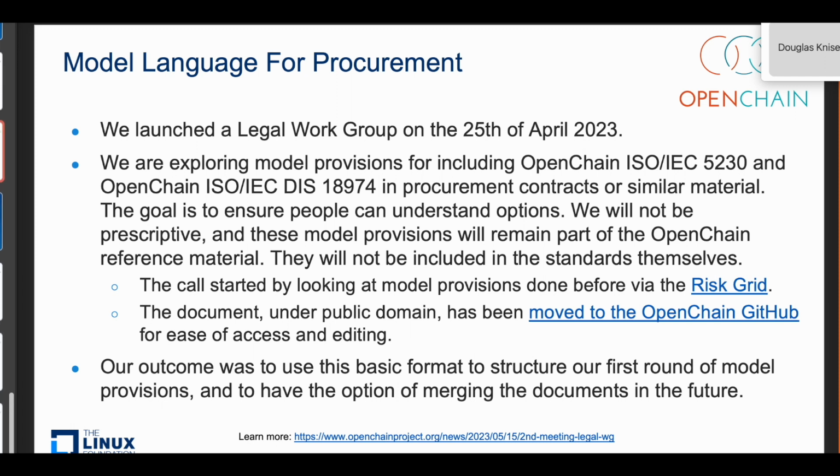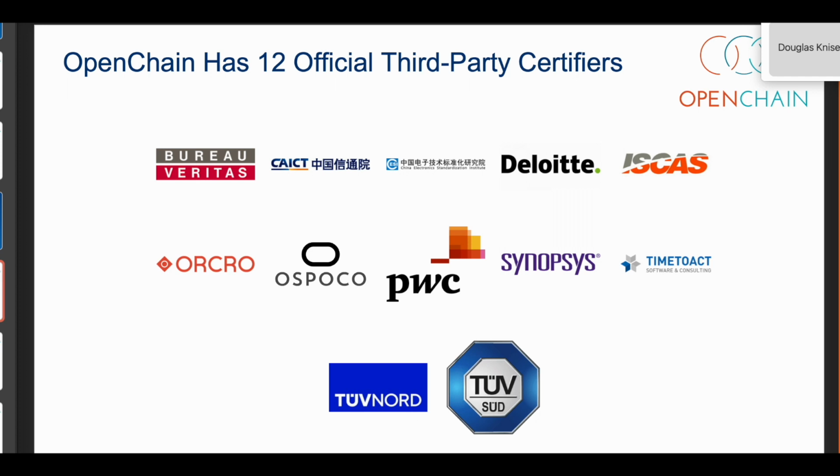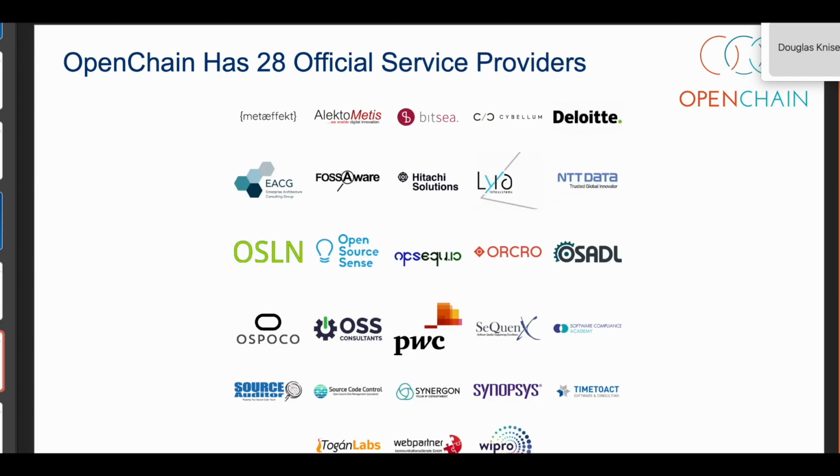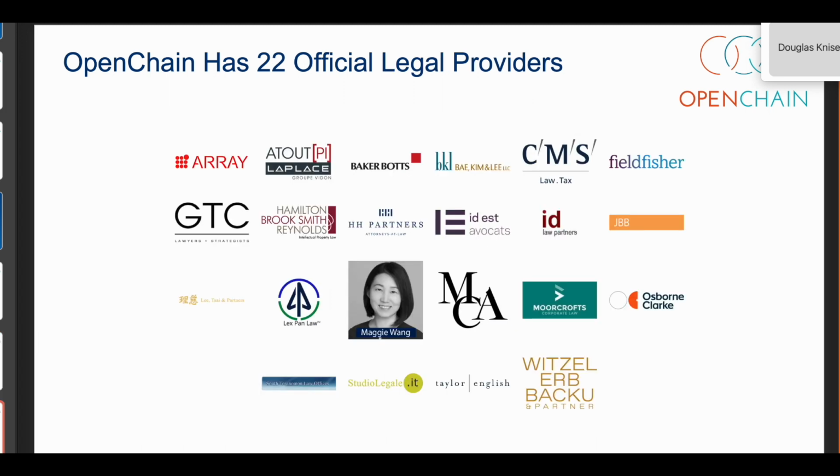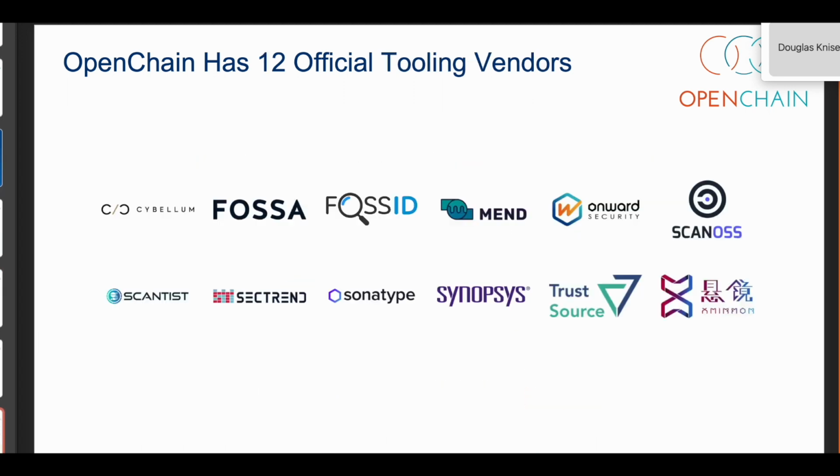Right, to wrap up before Q&A, I just wanted to highlight that this type of activity is user companies doing stuff to solve their problems. But there's a huge amount of support from various types of provider. So for instance, the OpenChain project alone has 12 official third-party certifiers around the world. Today we just announced Deloitte. We have 28 service providers around the world. We've got 22 legal providers and 12 tooling vendors around the world.